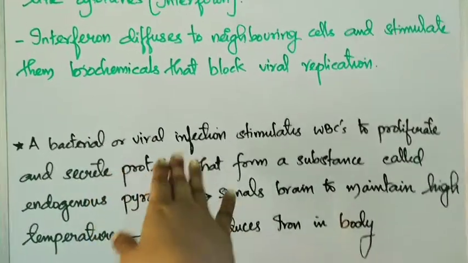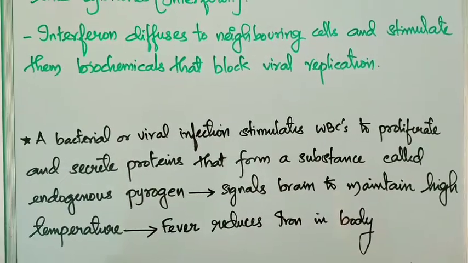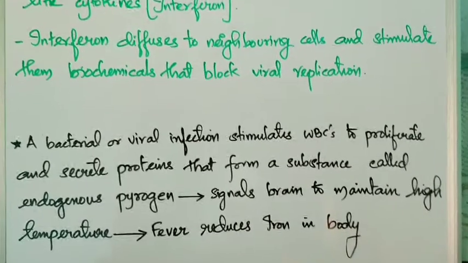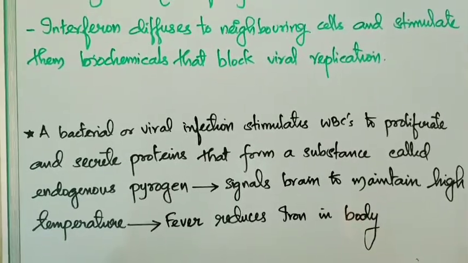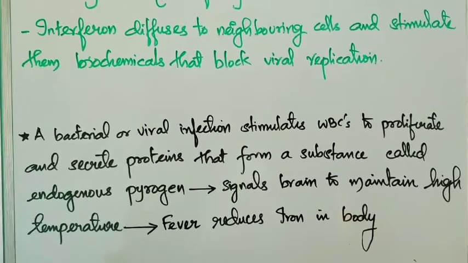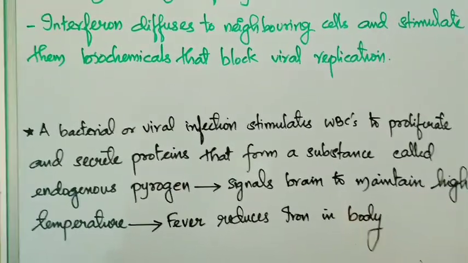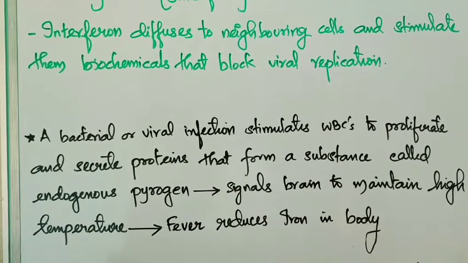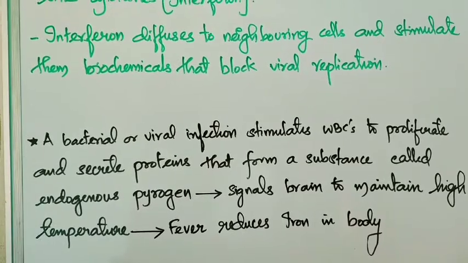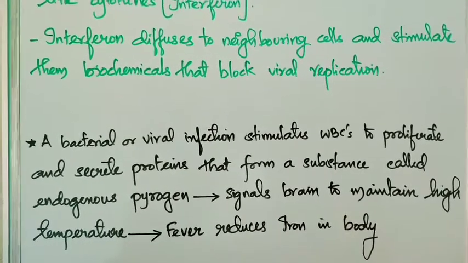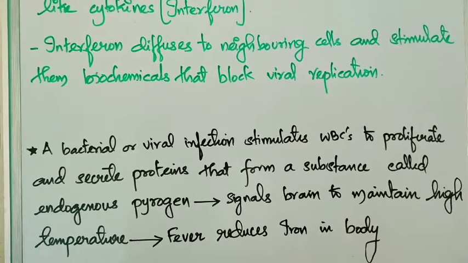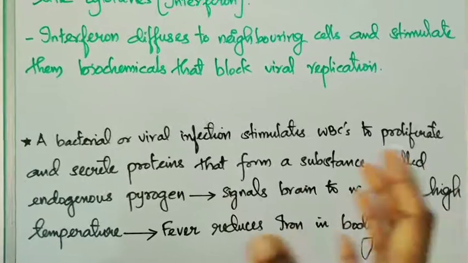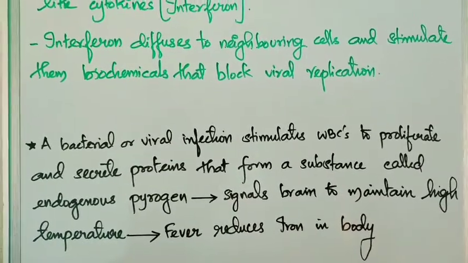A bacterial or viral infection stimulates WBCs to proliferate and secrete proteins that form a substance called endogenous pyrogen. So whenever there is a bacterial or a viral infection, the WBCs of our body are triggered, and they start multiplying in large numbers. Proliferation means they multiply and increase in number. Along with the proliferation, they are also secreting some proteins which build up together to form a substance called endogenous pyrogen.